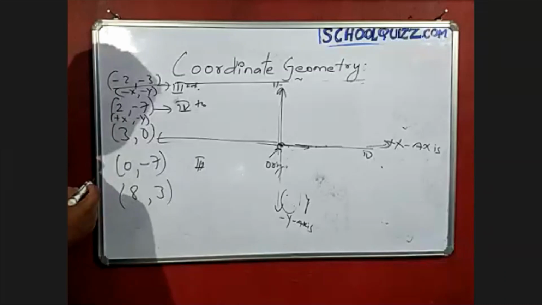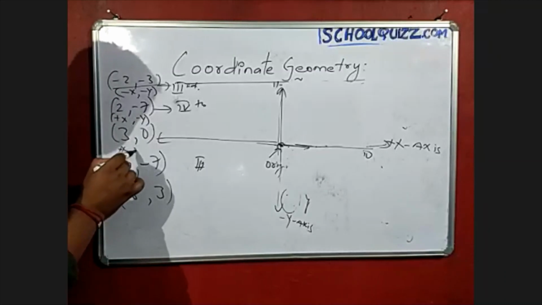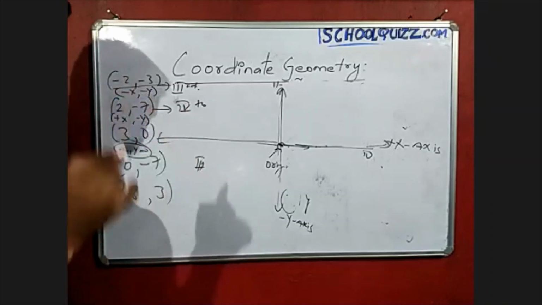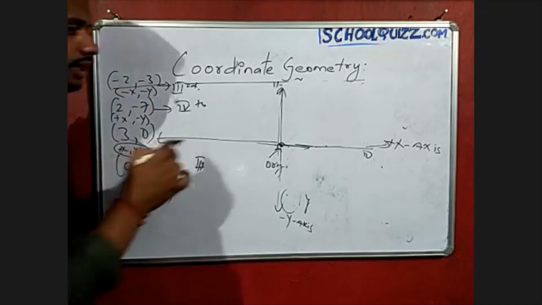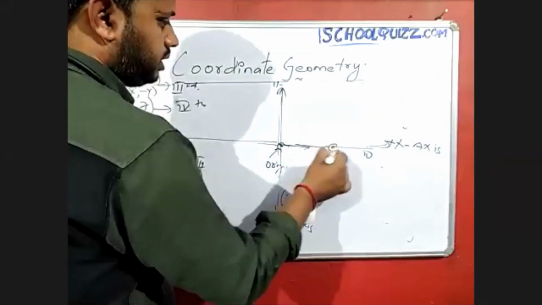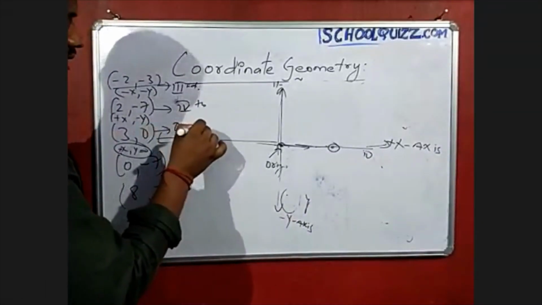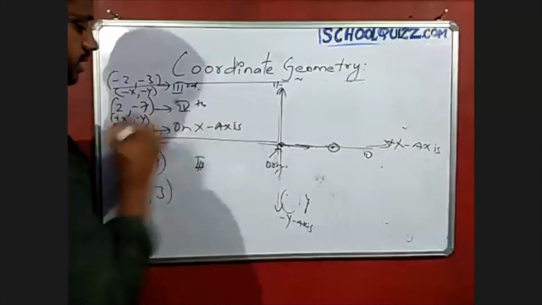3 comma 0. 3 comma 0 means x is positive and y is 0. Y is 0 means we can say that the point lies on the x-axis and this is the positive x side, at the point 3. So this point lies on the x-axis. Okay, we can say directly the point lies on the x-axis.